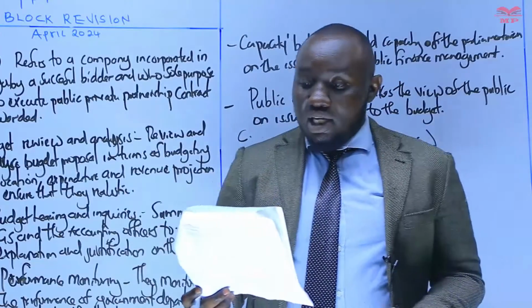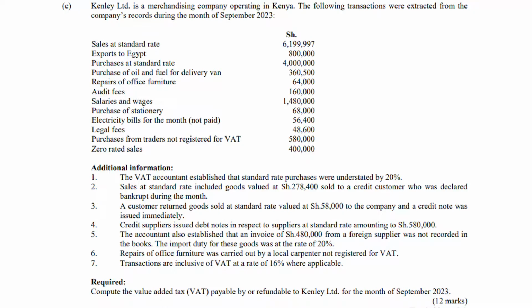On the analysis, we are being told the following transactions were extracted from the company's record during the month of September. So sales at standard rates, that's an output VAT. So we charge VAT on that. Export is output, but it is zero rated. Then we have purchases at standard rate. That is an input. We claim VAT on that. Purchase of oil and fuel, that's also input.